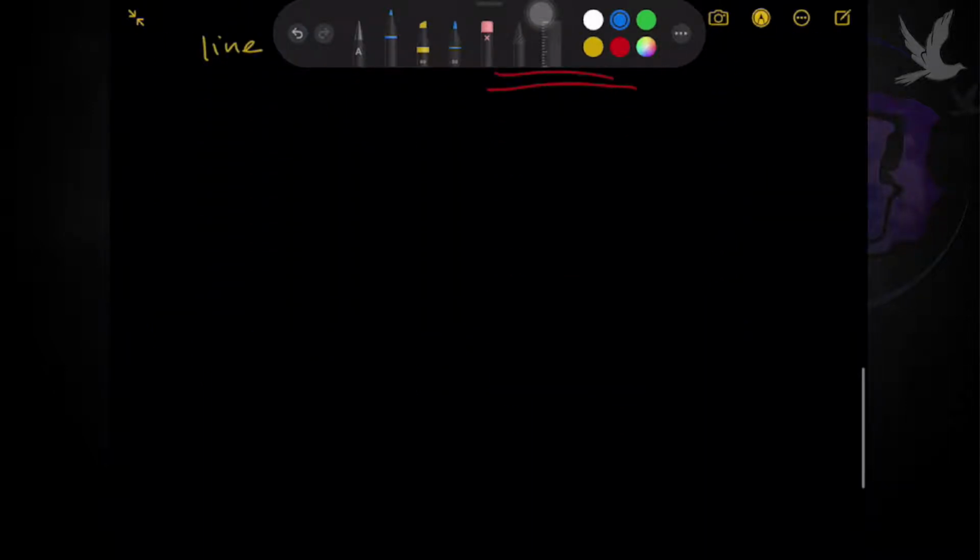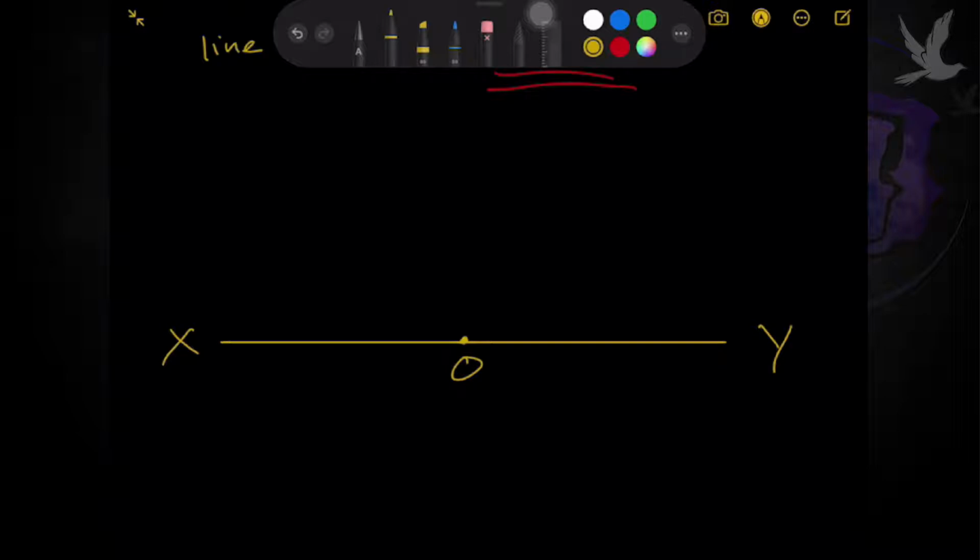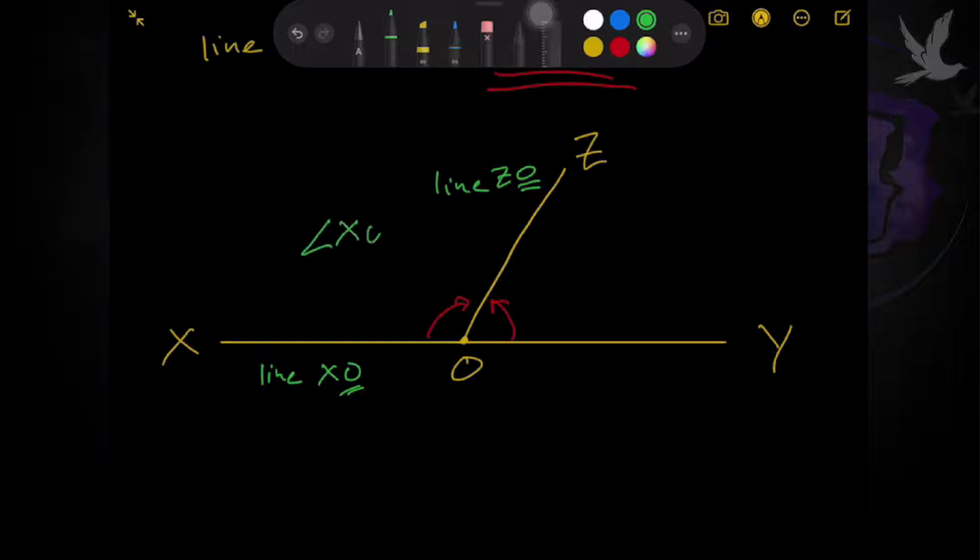Then again, if we try to make use of different letters, let's say we have this point X here, this is point Y, and our vertex, let's always use O, sorry. And let's say we have point Z over here. So naming this, we have two angles, obviously we have 1, 2, and naming them, we have line XO over here, XO, and line ZO. And if you notice that their common point is O, so this angle can be read as angle XOZ.